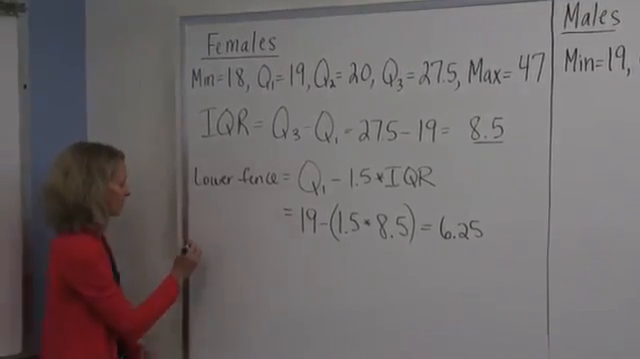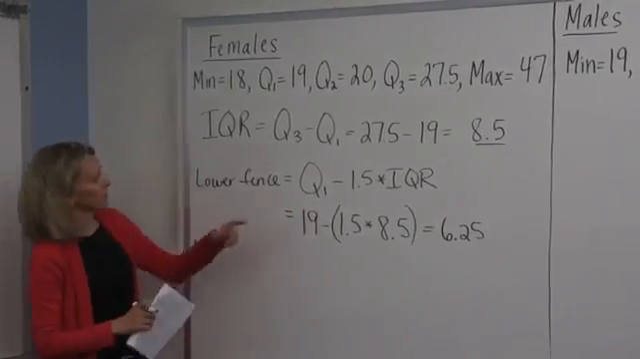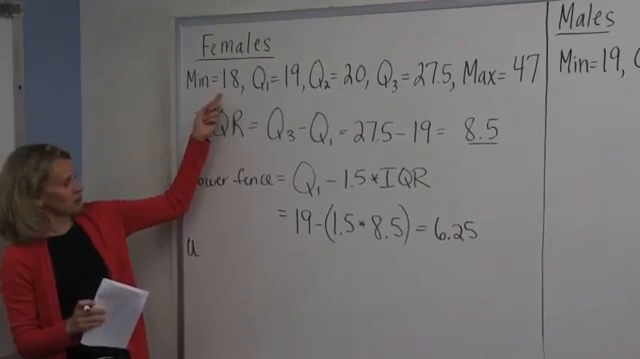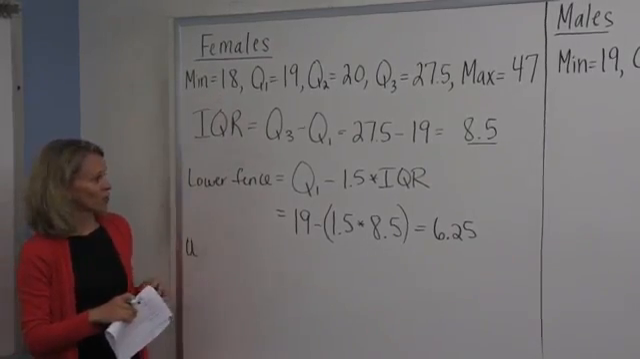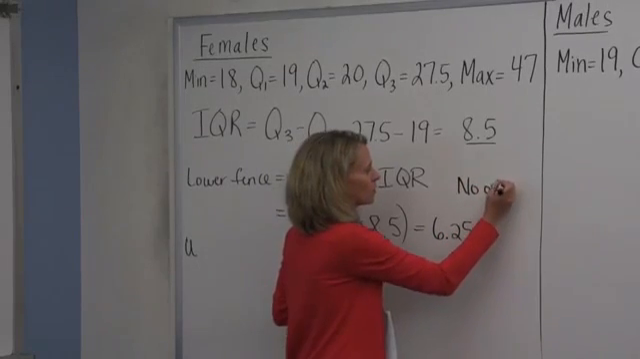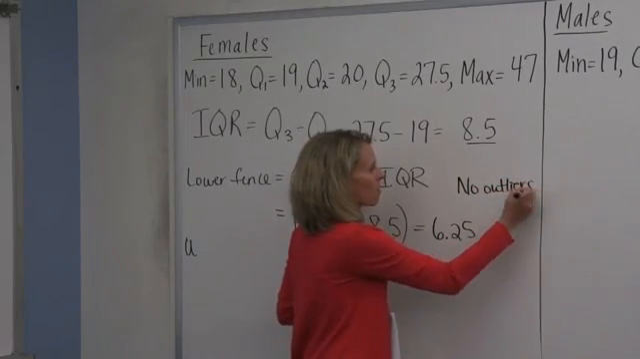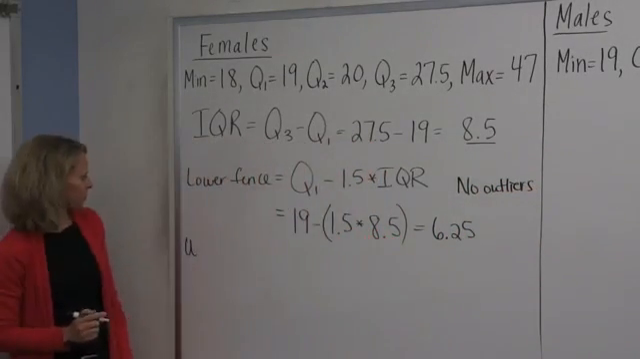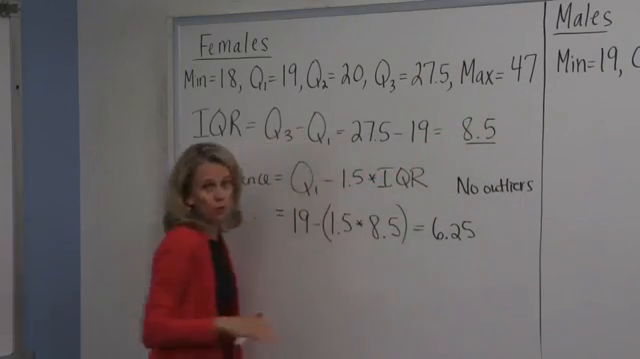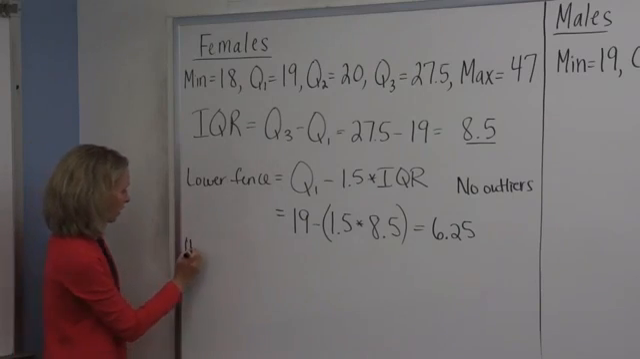Okay, how about the upper fence? Actually, I can tell we don't have low outliers. We have the minimum value listed right here. The youngest female student was 18, so that tells us there are no outliers on the low end. All right, how about the upper fence? The oldest female student was 47. Let's find out if she's an outlier.